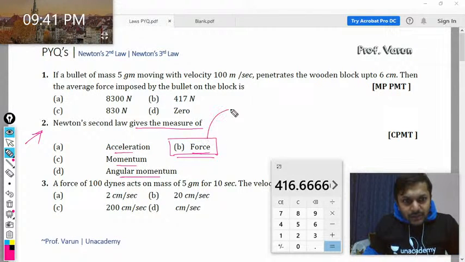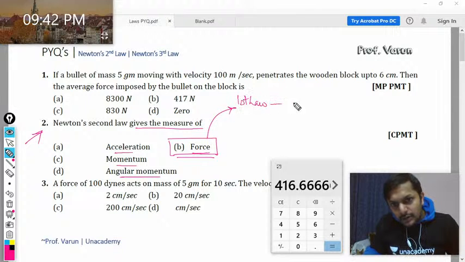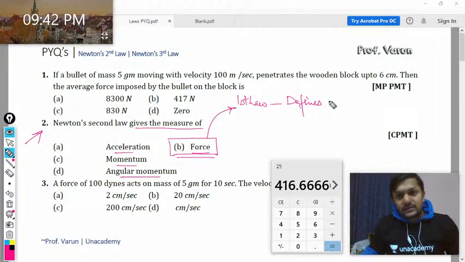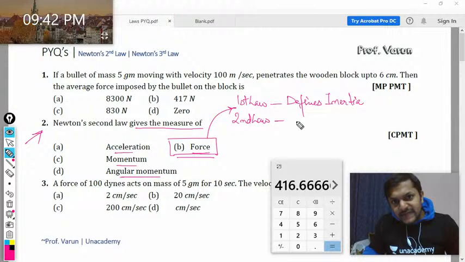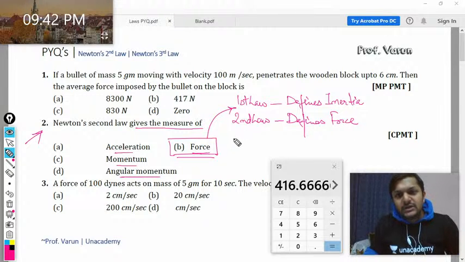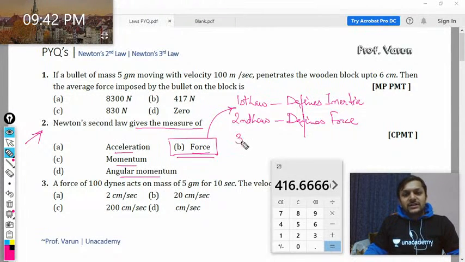Why have I incorporated this question into our PYQs? Because I just wanted to discuss that the first law defines inertia, and the second law defines force. This we must remember. And the third law defines the reaction.